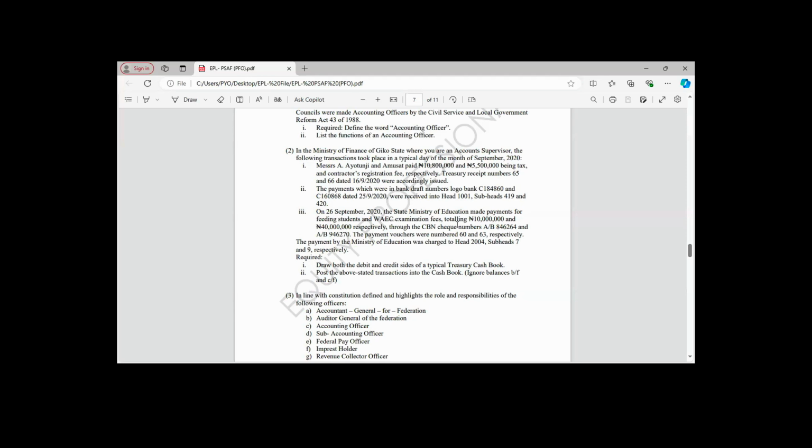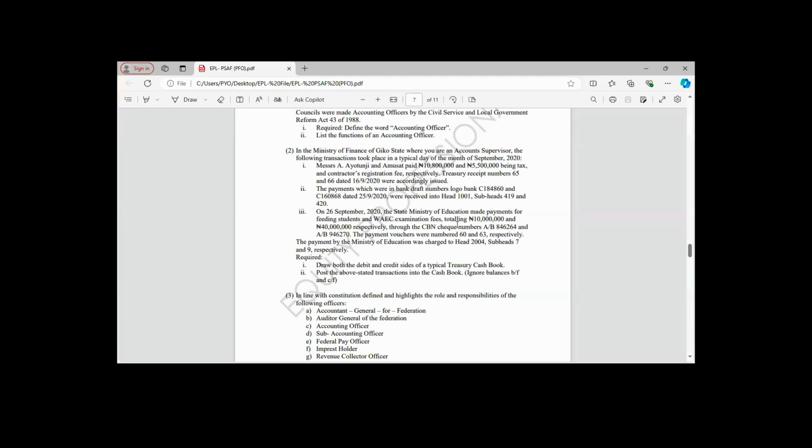That's the first requirement. And the second requirement says, post the above stated transactions into the cash book. Ignore the balance brought forward and balance carried forward. That's the question there. They just want you to have an idea of how to go about the treasury cash book.